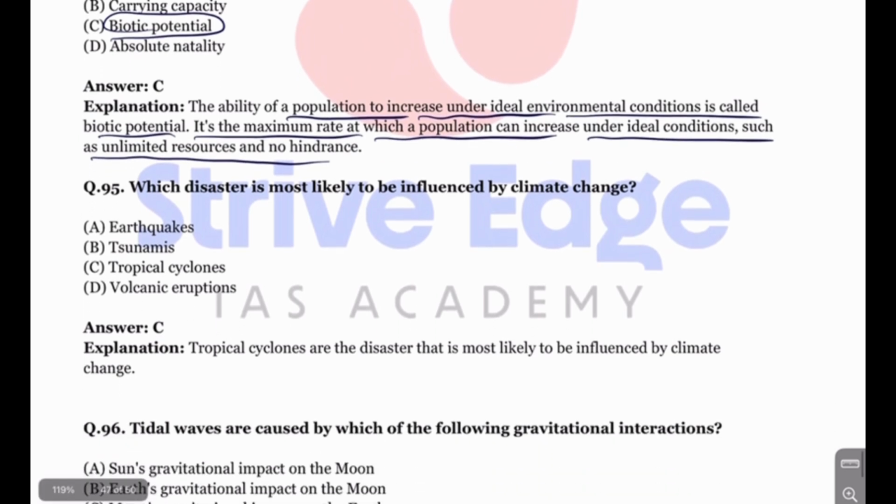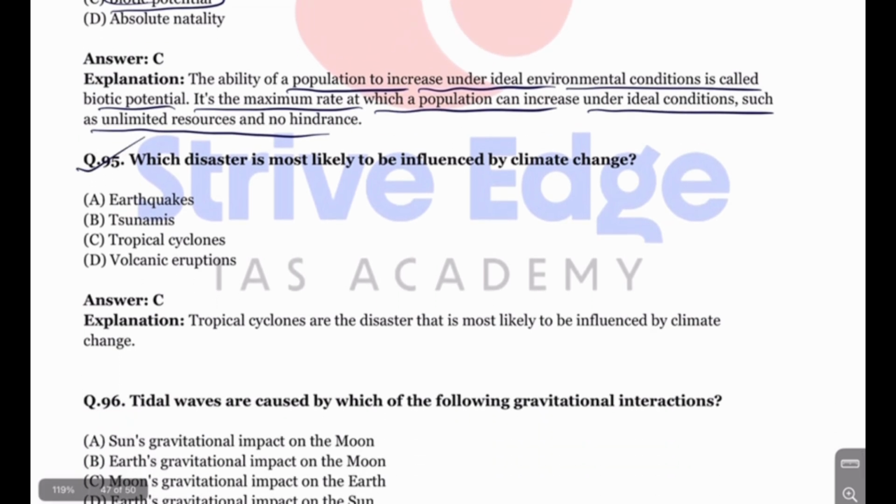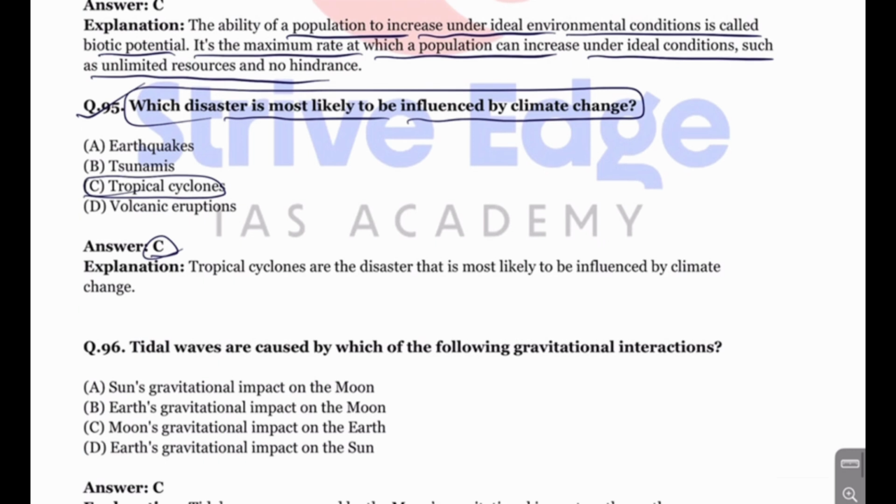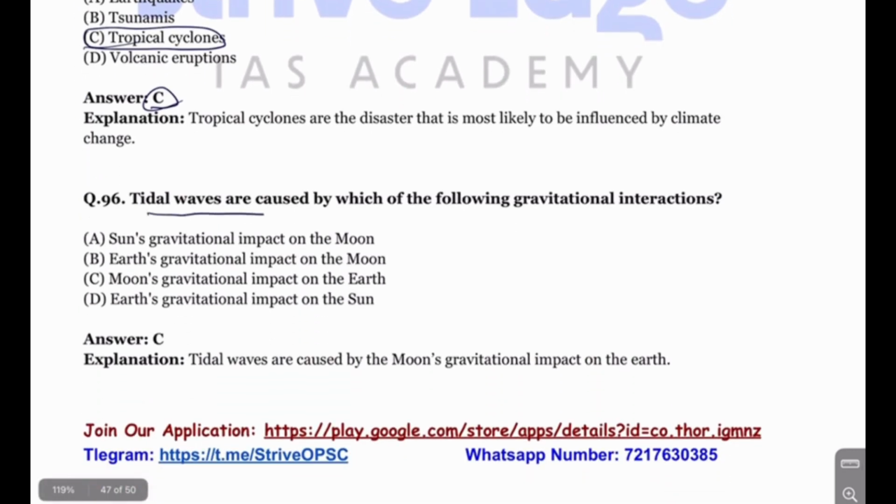So next question number 95. Which disaster is most likely to be influenced by climate change? So the answer is C, that is tropical cyclone. Okay. So tidal waves are caused by which of the following gravitational interactions? So you know that tidal waves are caused by the gravitational pull of the sun and moon on the earth's surface.